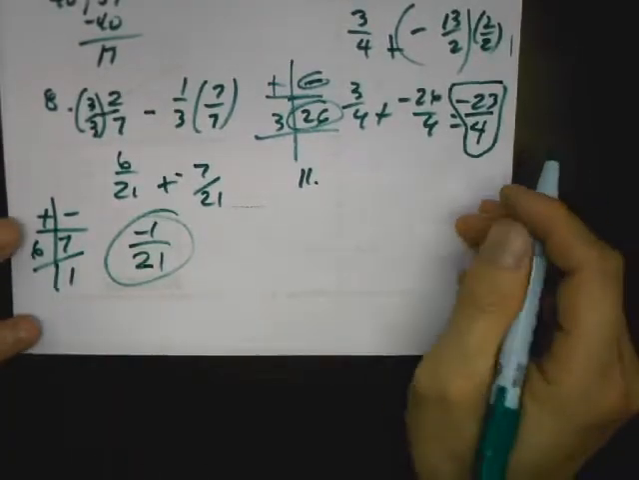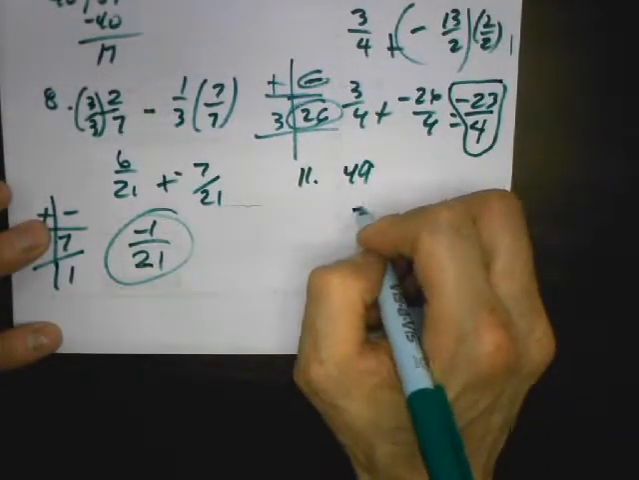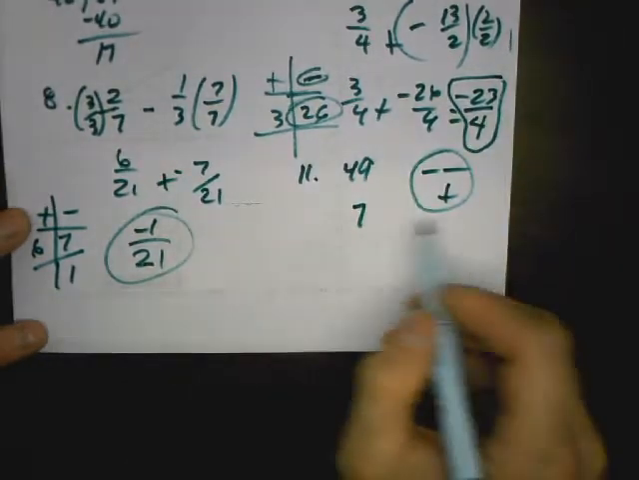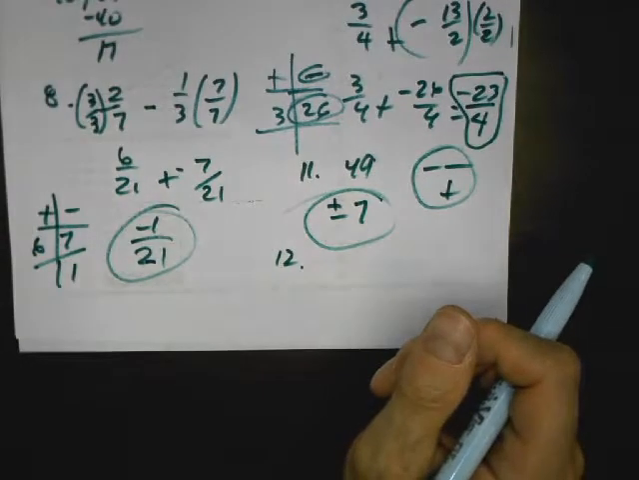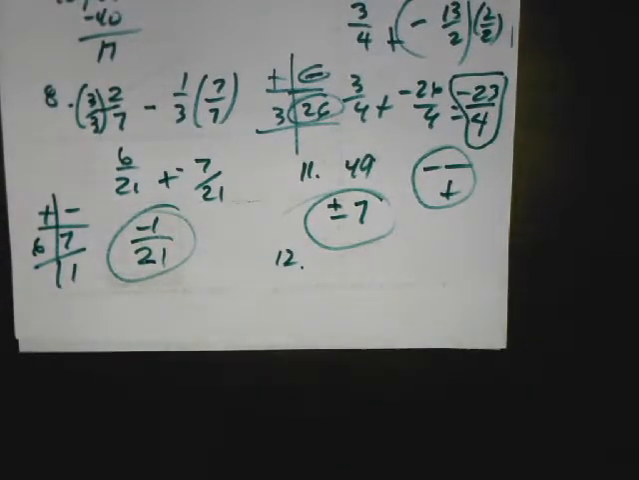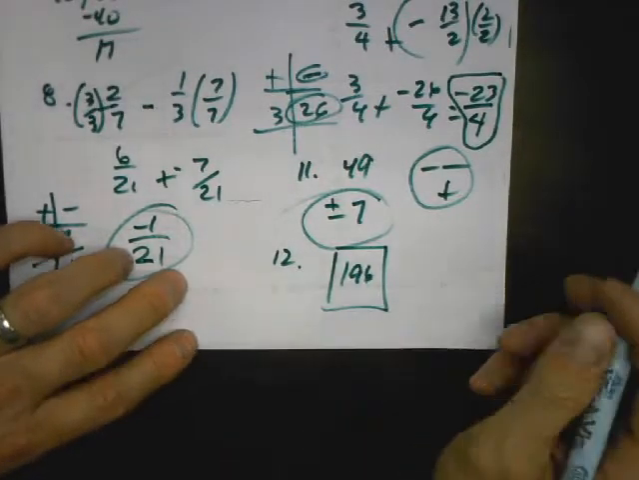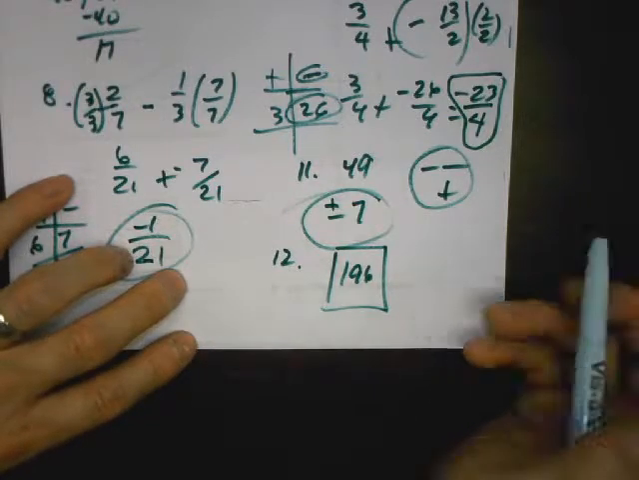Number 11, find 2 square roots of the number 49. Well, 7 times 7 is 49, but also negative 7 times negative 7. Remember, Mr. Dude, that's also. So it's plus and minus 7. 2 answers. Number 12 says a square room has 196 square tiles. How many tiles are along the edge?